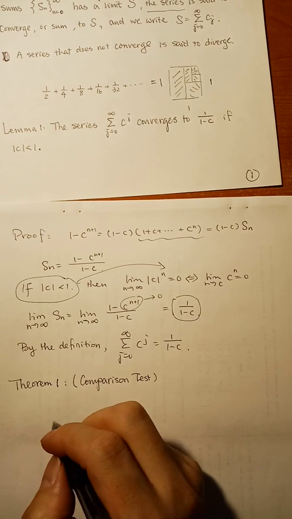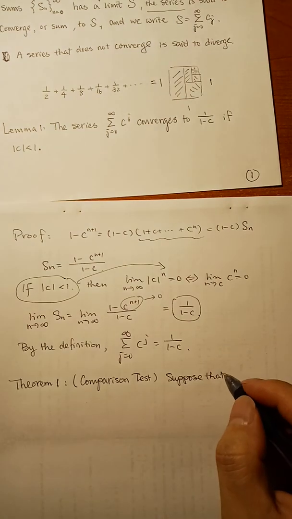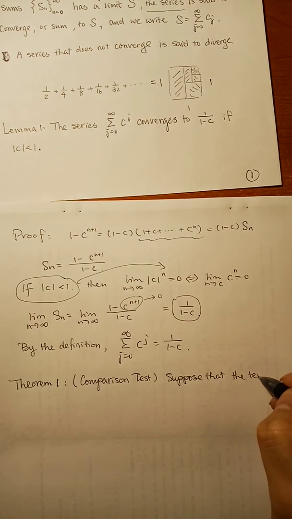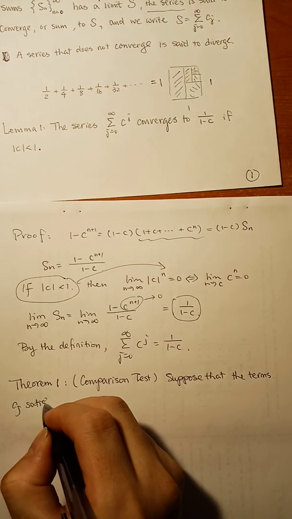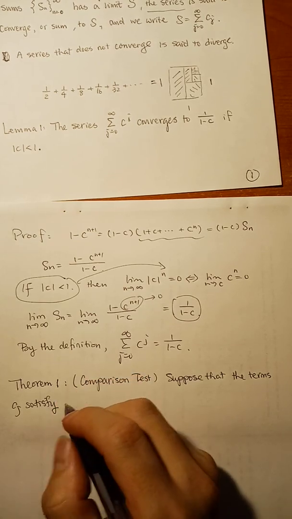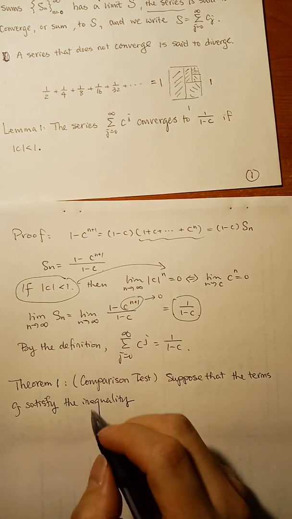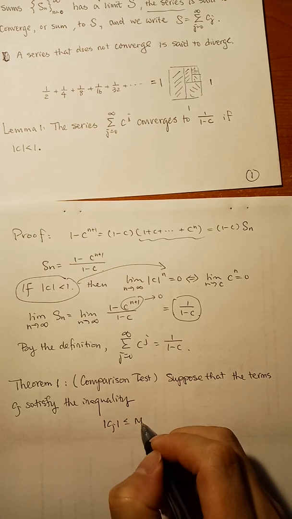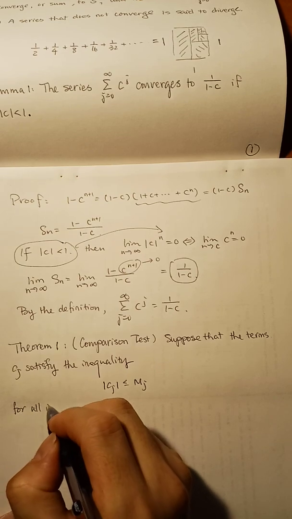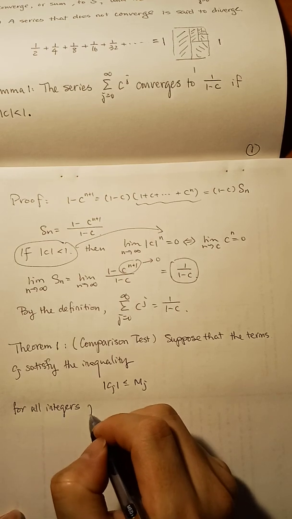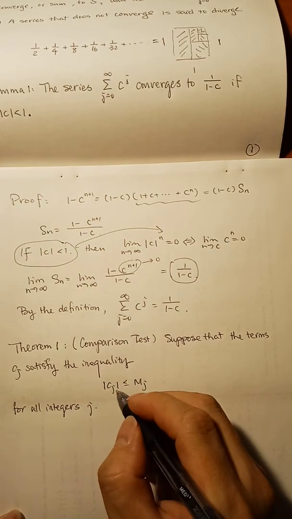The comparison test says, suppose that the terms Cj satisfy the inequality absolute value of Cj is less than or equal to Mj for all integers j, for all the indices j. Possibly it's not always correct starting from 0.